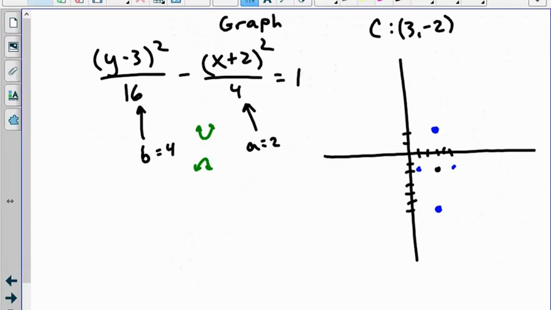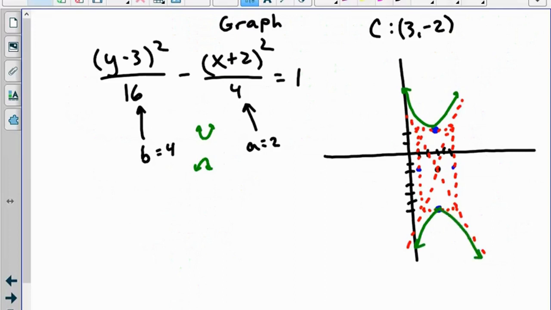So now what we have to do is we're going to take the vertices and covertices and make our box. So we're going to make our box. And then we can draw our asymptote dotted lines. And then our graph is going to open like this. And it's going to follow those dotted lines forever and ever.